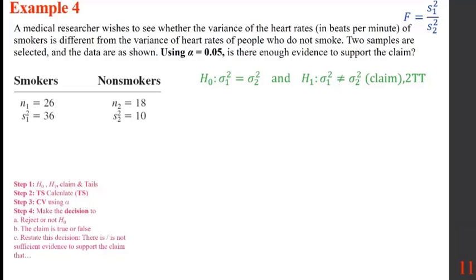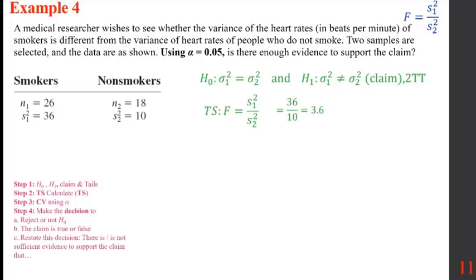Since alpha is 0.05, it cuts the alpha into two equal parts, making up two tails. The left tail and the right tail are 0.025. If you want to think of it as a right tail test, you can, if you choose the first group with the larger S, which is 36. So the test statistic is S1 squared over S2 squared.